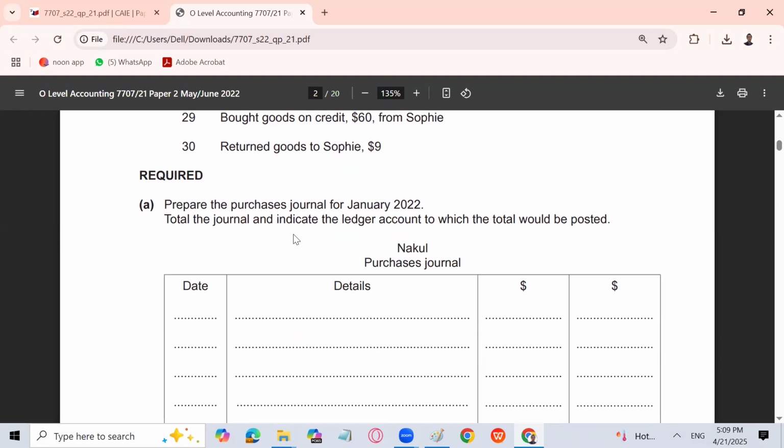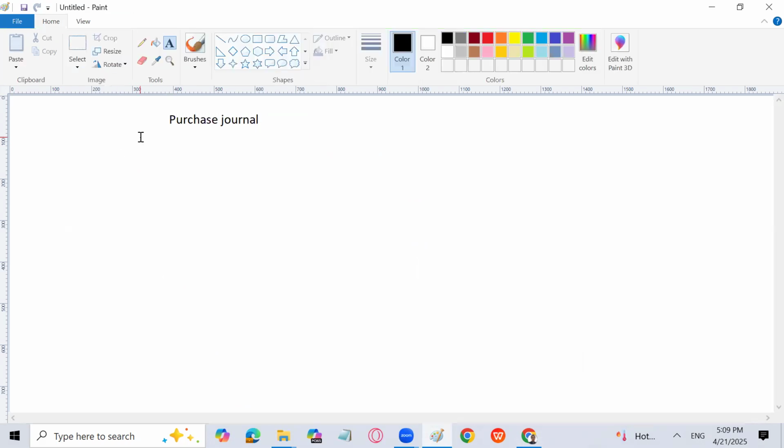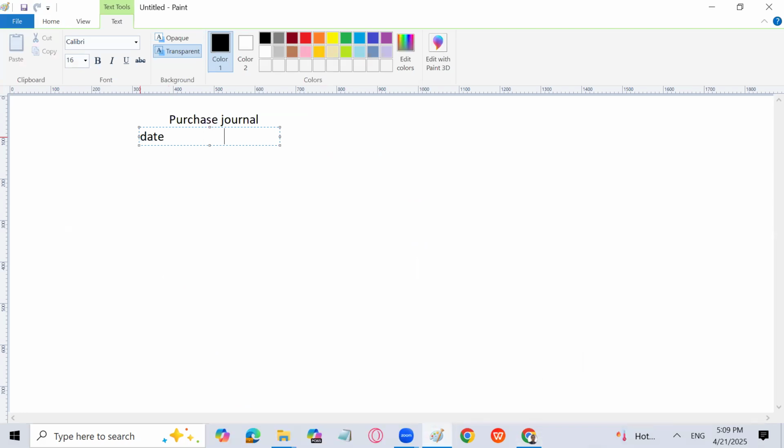So prepare the purchase journal. Total journal, indicate the ledger account to which the total would be posted. So let's prepare the purchase journal first. In the purchase journal, we write the names of the people from whom the goods are purchased on credit, their amount, and their total.